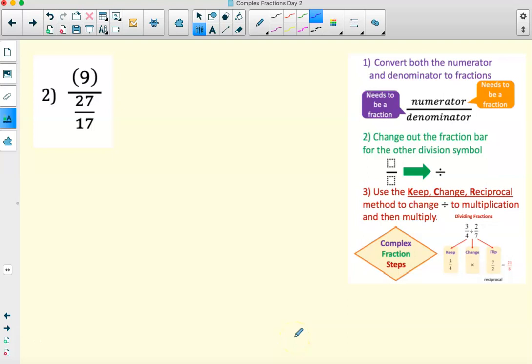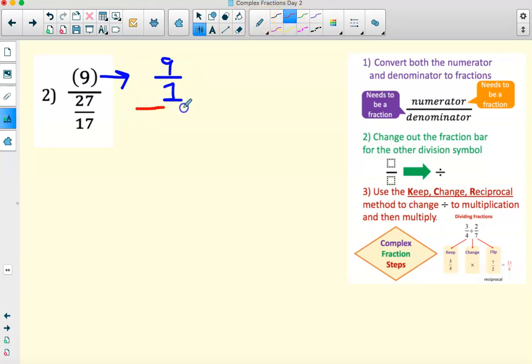A fraction that contains a fraction, that is a complex fraction. And we're going to solve a complex fraction in this example, example 2. Step 1, convert both the numerator and denominator to fractions. So the first step I'm going to take is I'm going to take this 9 and convert it to a fraction by placing that 9 over 1.